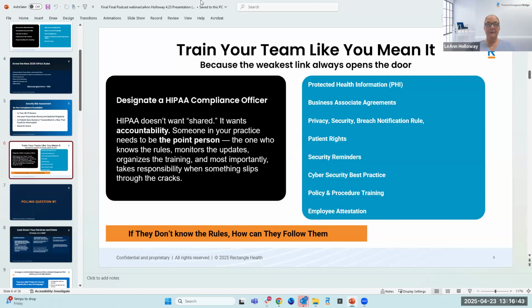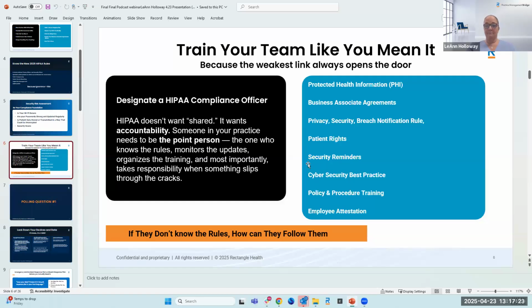All right, let's go over some of the things that they need to cover. Protected health information, your PHI. Show real examples: paper charts, screen captures, even overheard conversations. Business associate agreements. Make sure every vendor relationship has a signed business associate agreement. Review privacy, security, and breach notification rules in plain English. Patient rights. Teach each team member the rights to access, amend, and account for disclosures so they know when to pause and when to escalate.